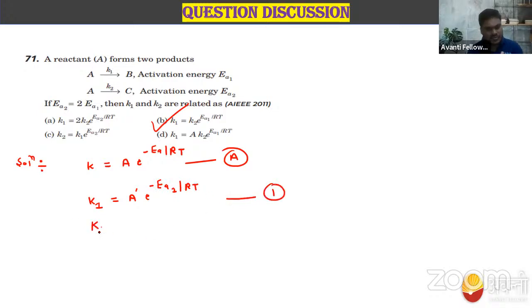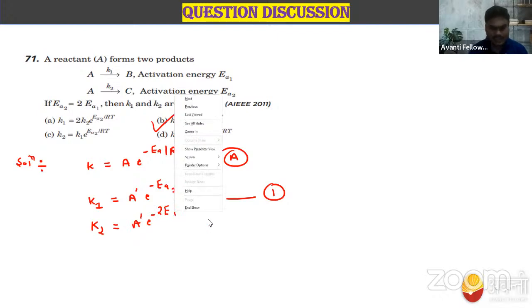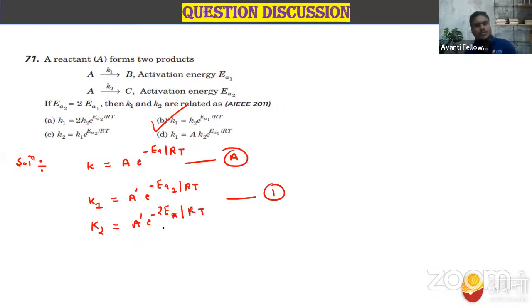Similarly for K2 we can write as, for K2, that is A, for K2. So this will come out to be A dash, this is e to the power minus 2EA. ठीक है, ये ध्यान रखना, 2EA, क्लियर है, 2EA, divided by RT. ये क्यों लिखा भाई 2EA?